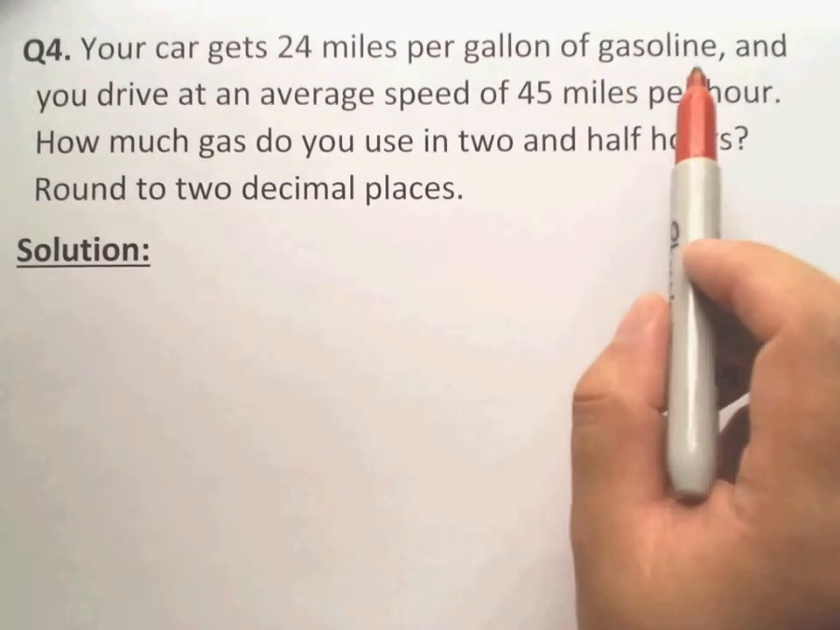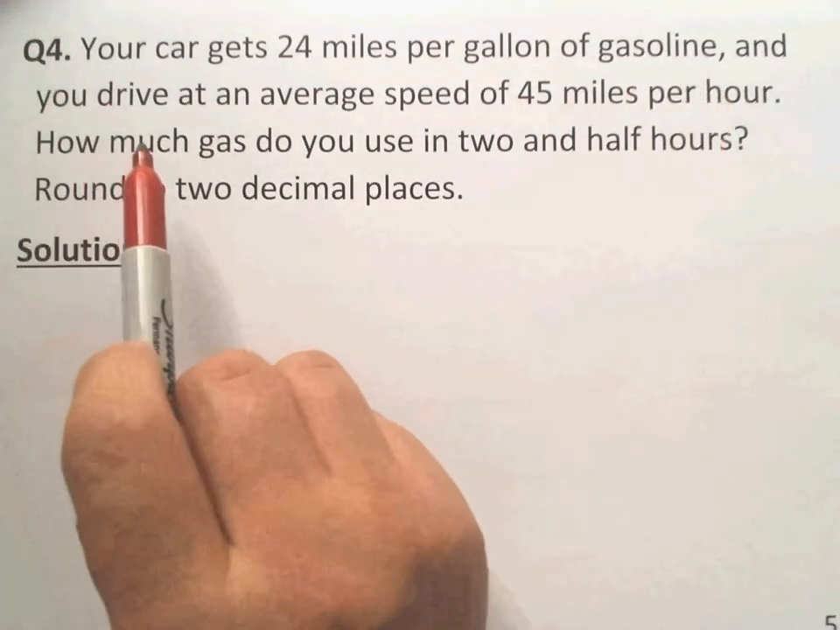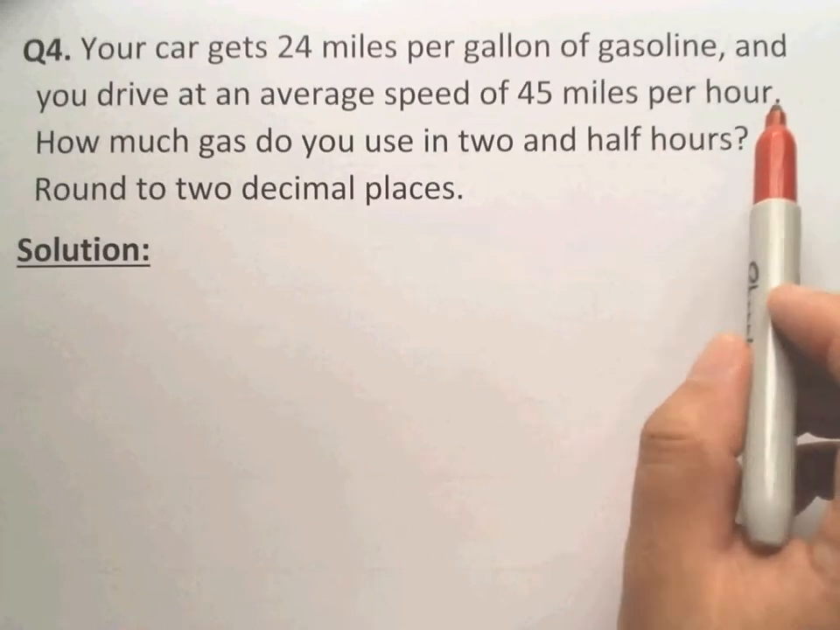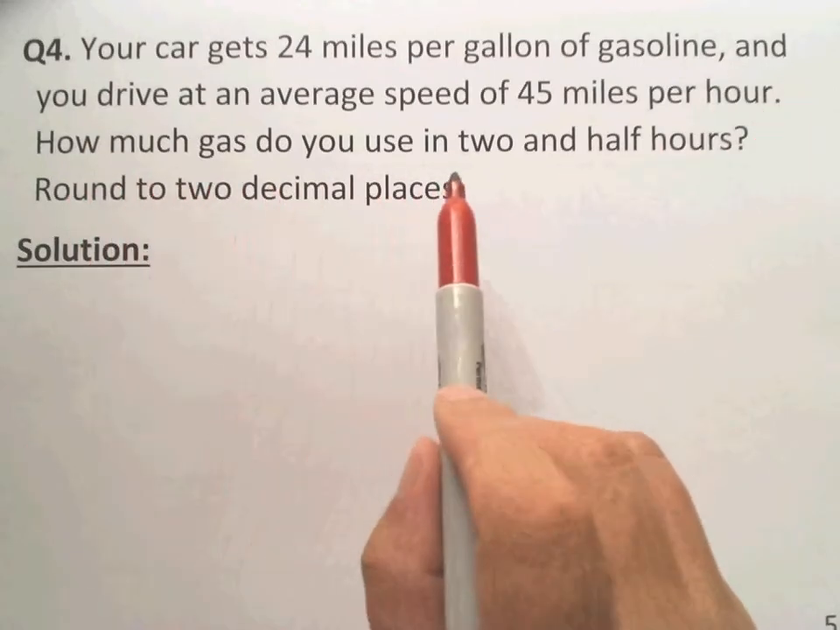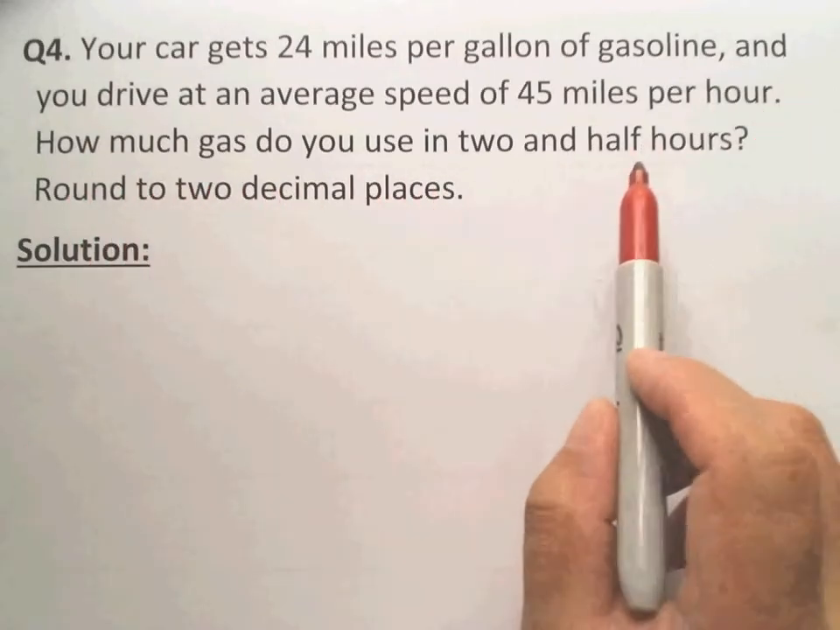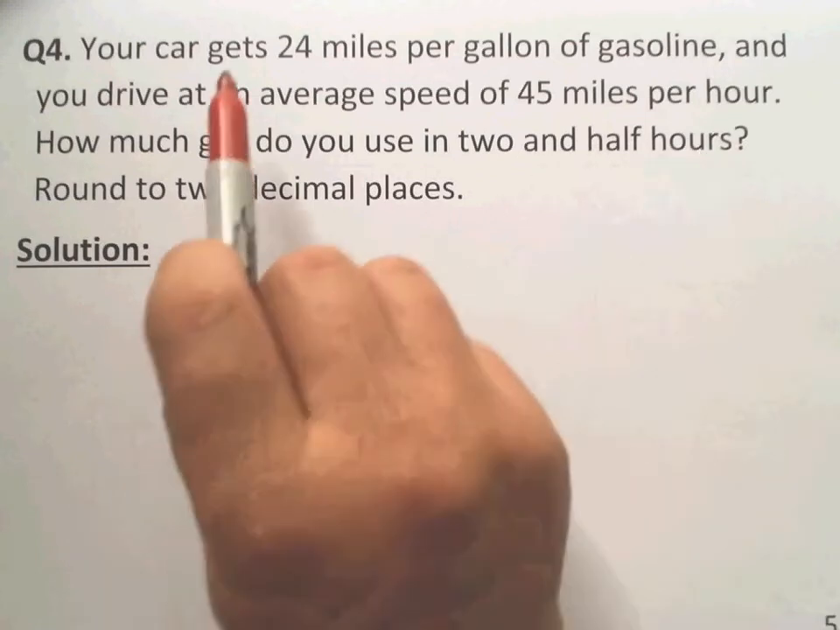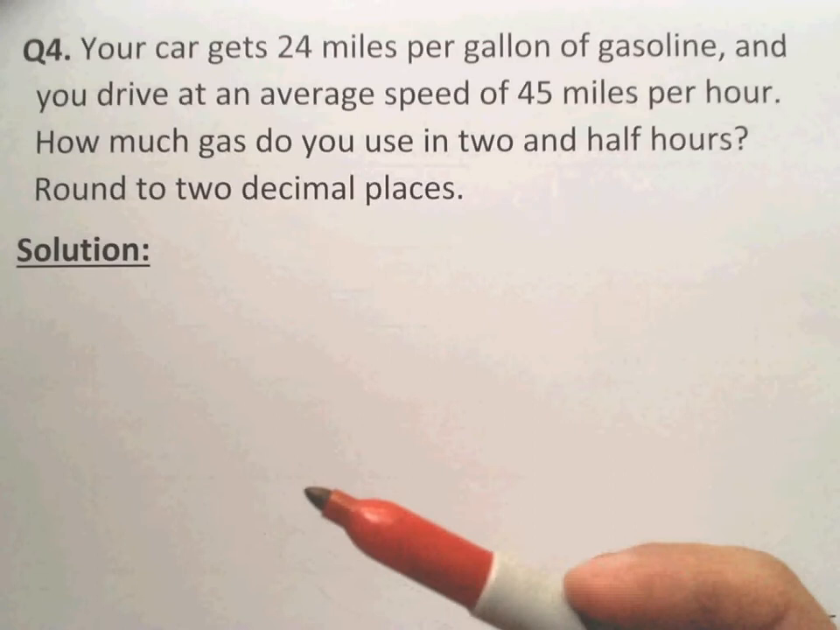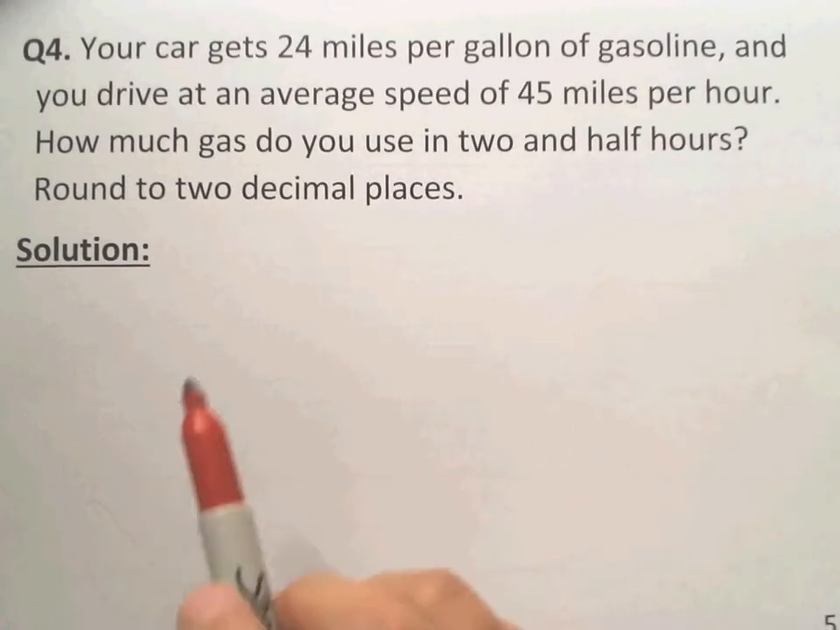Let's read this question first. Your car gets 24 miles per gallon of gasoline, and you drive at the average speed of 45 miles per hour. How much gas do you use in 2.5 hours? If everything follows this information, and they're rounded to 2 decimal places, how to do? It's still the same, right?